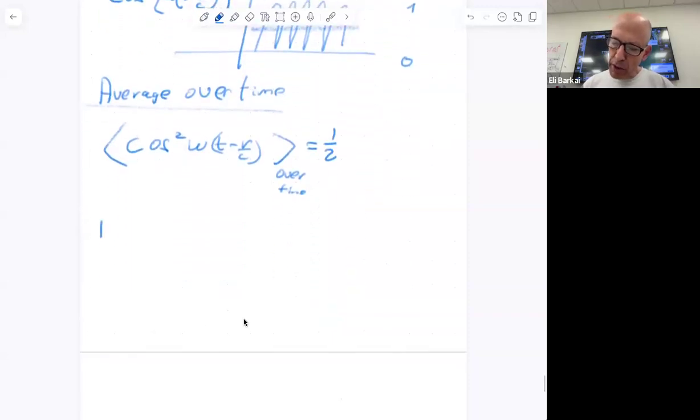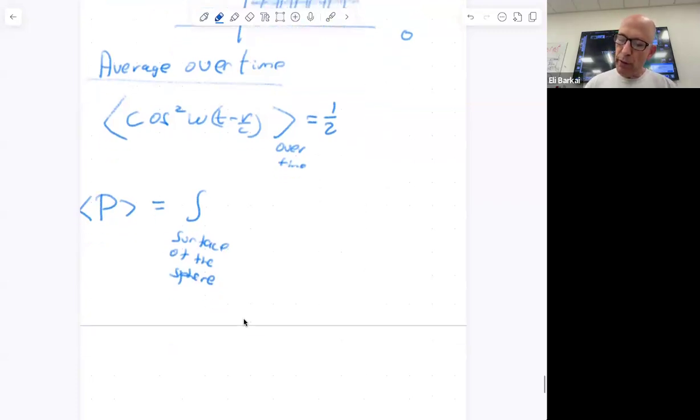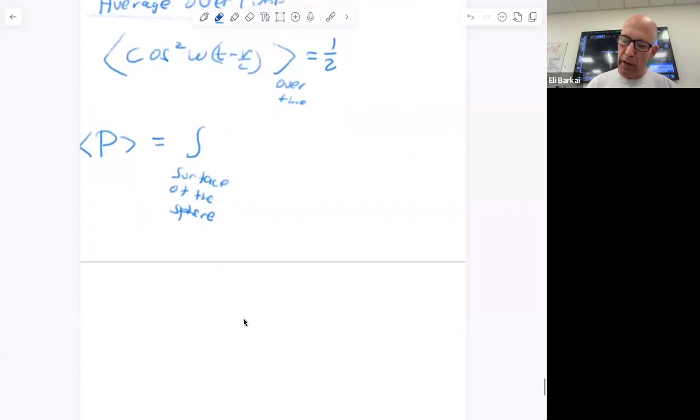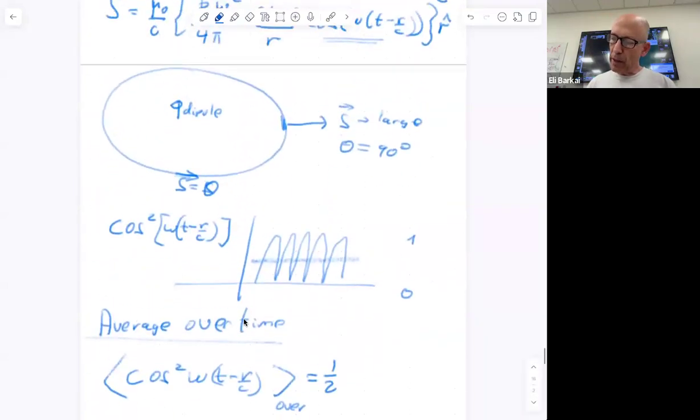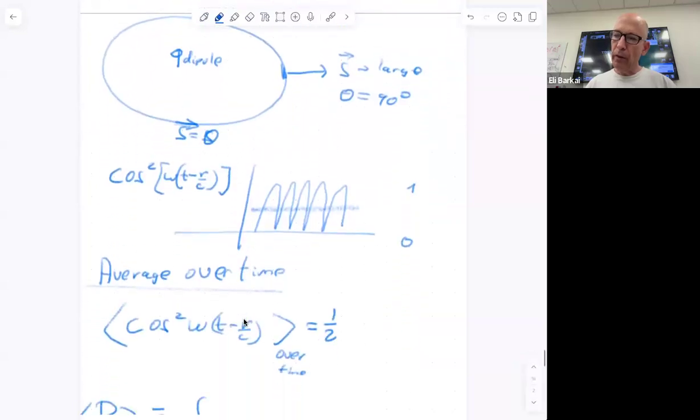So now, what is the P average? What is the meaning of the average? It's simply the average over these very fast oscillations. This is equal to the integral over the surface of the sphere. What sphere? I said it a million times, but maybe you're already sleeping. This is the surface of the sphere, which defines the point where the observer is sitting. So we have this observer somewhere on the sphere, and now I'm looking at the average, not the local intensity, which again depends on this sine theta.